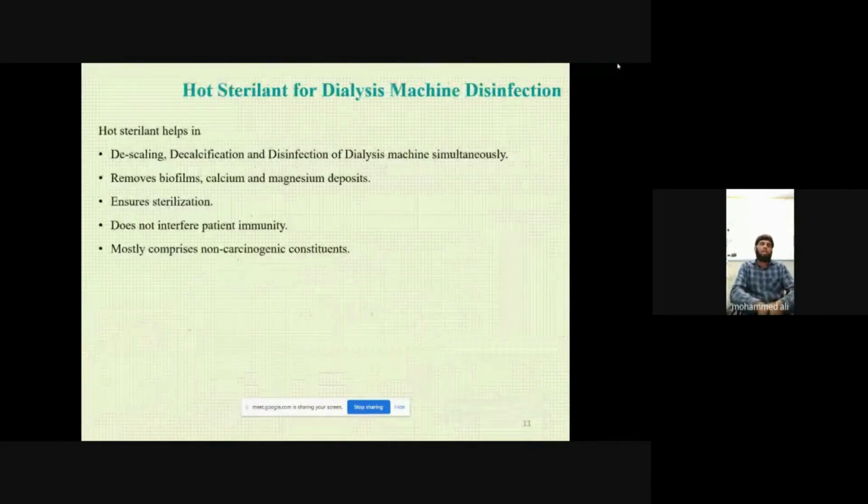Usually what happens is that at the end of the day dialysis machines are disinfected, but according to standard protocol, our machine should be disinfected after each dialysis patient.